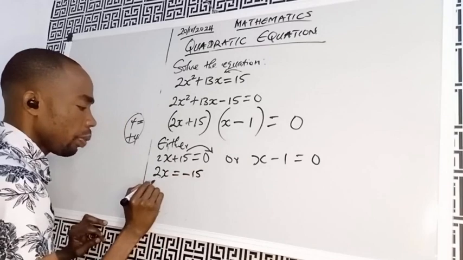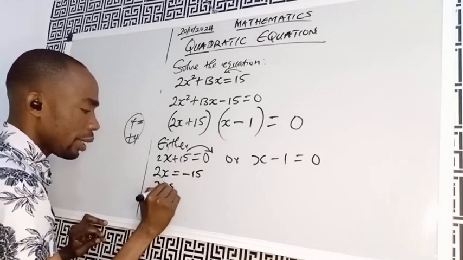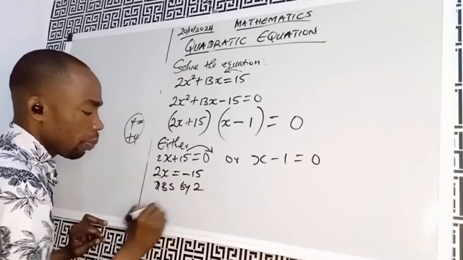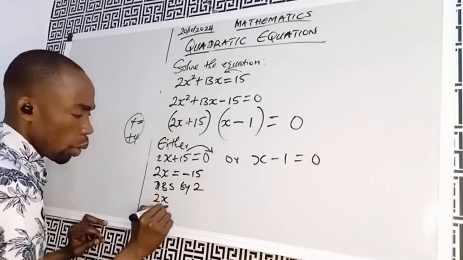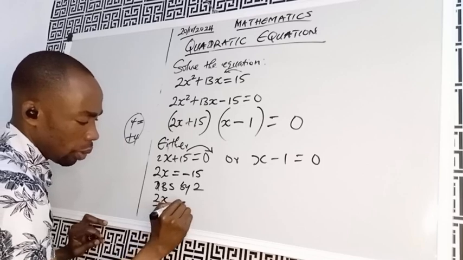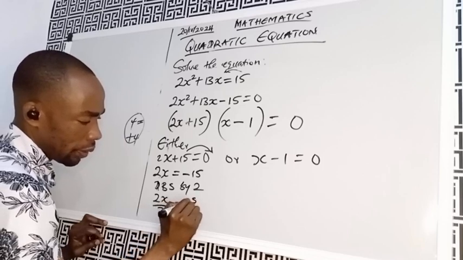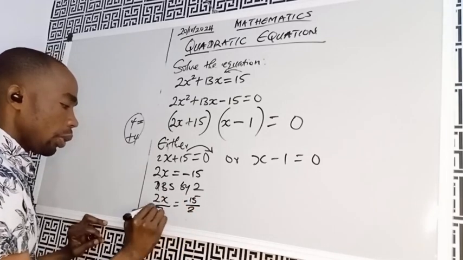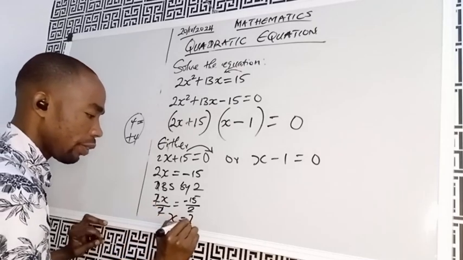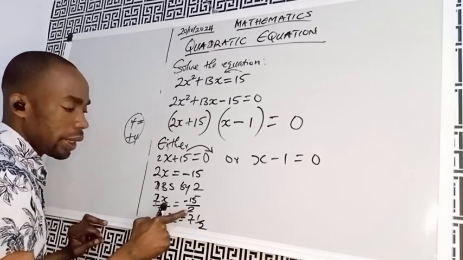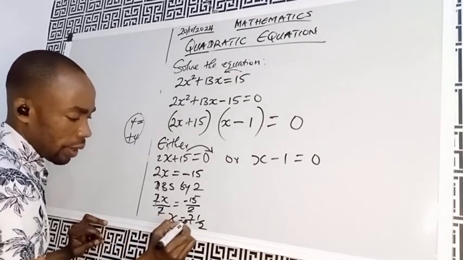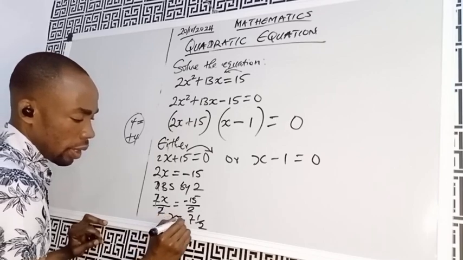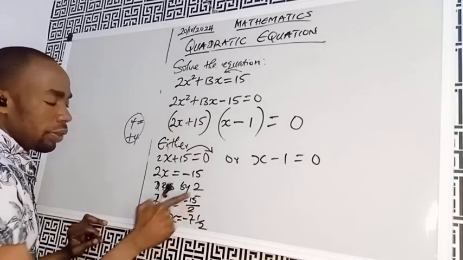So what are we going to do? We divide both sides by 2. So what do we have? We have 2x over 2 is equal to minus 15 over 2. So x is equal to minus 7 and a half. X equals minus 7 and a half, because 15 divided by 2 is 7 and a half.